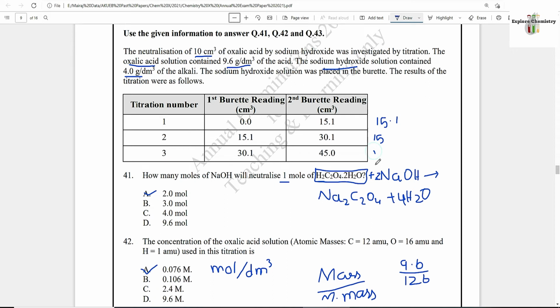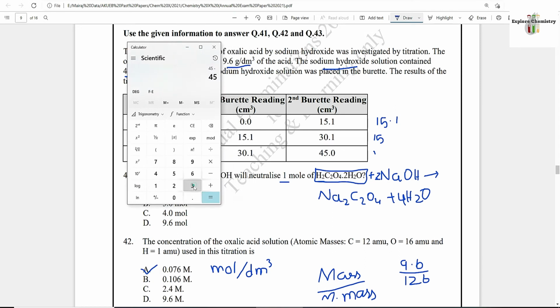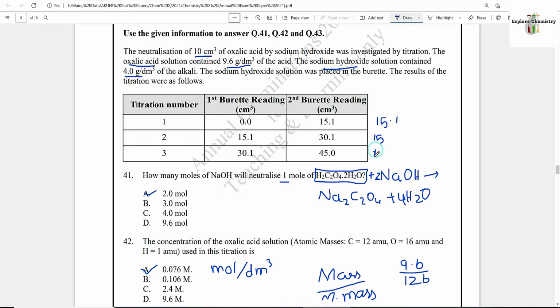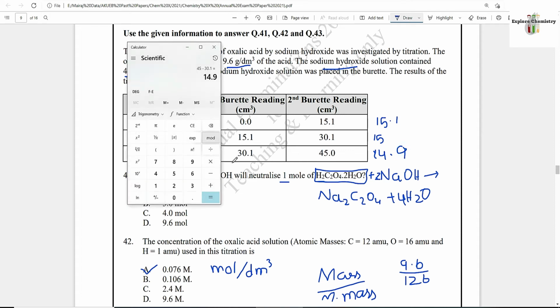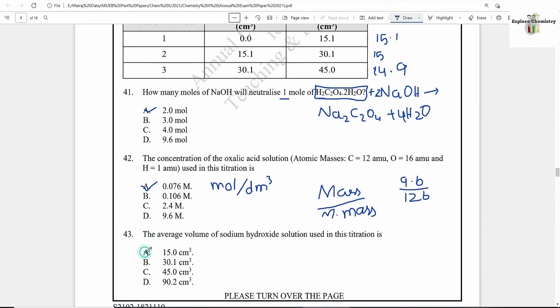and the third difference is 45 minus this one, which is 30.1. So the third difference is 14.9. Calculate the average of these three values: 14.9 plus 15 plus 15.1, divided by 3. This is the formula for calculating average. 15 is the answer. So option A is the correct answer.